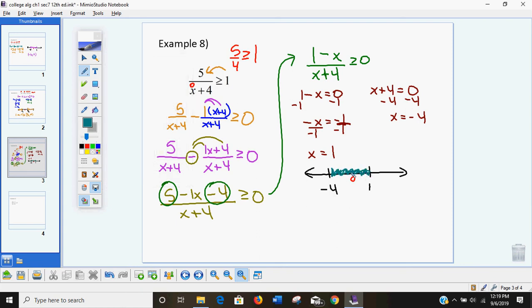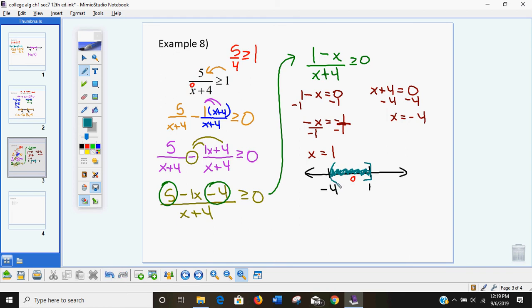Now we need to be very careful on the next part, because your first instinct when you see a greater than or equal to is to put brackets on both ends. Now what those brackets mean is that both endpoints actually work. But in this case, they do not. I need to erase that last bracket and make it a parenthesis. So let's talk about why.